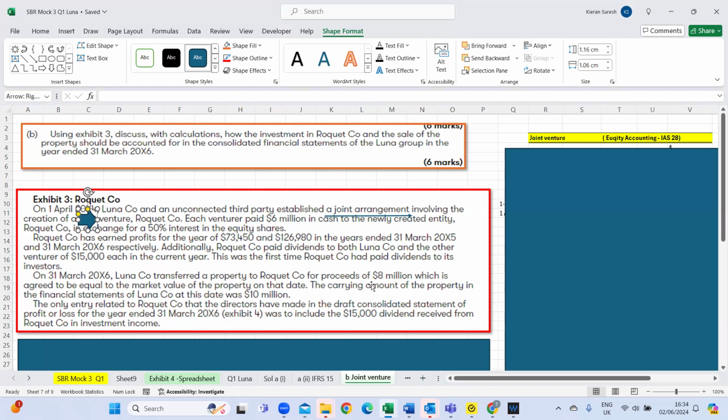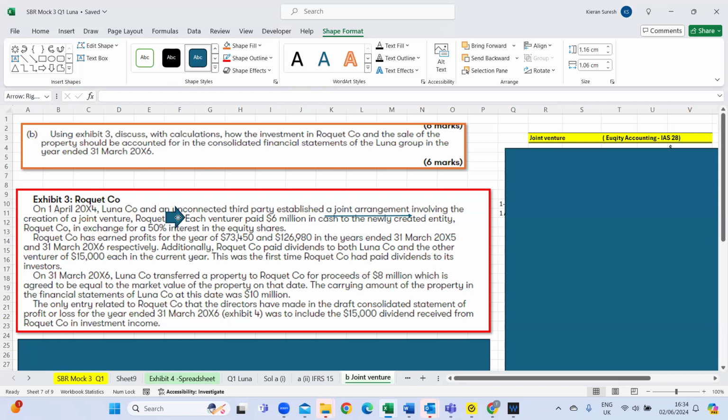I need to first know the cost of investment in the joint venture, and then I can calculate the post-acquisition profit, and from that I would be able to find that figure. The amount that should go to the profit and loss account should be my share of profits of that joint venture, right? That's what I need, two lines, equity accounting method. Now that's fine. Now let's come back to this.